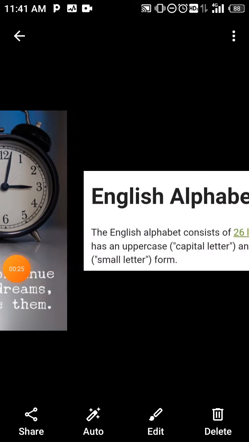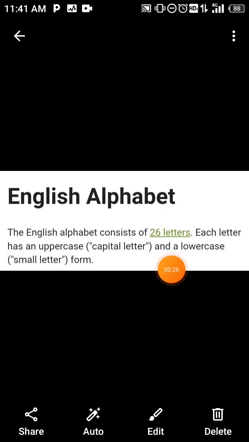Second, the English alphabet. Today we will talk about the alphabet. What is the alphabet? How to use the alphabet? What is the pronunciation of the alphabet?